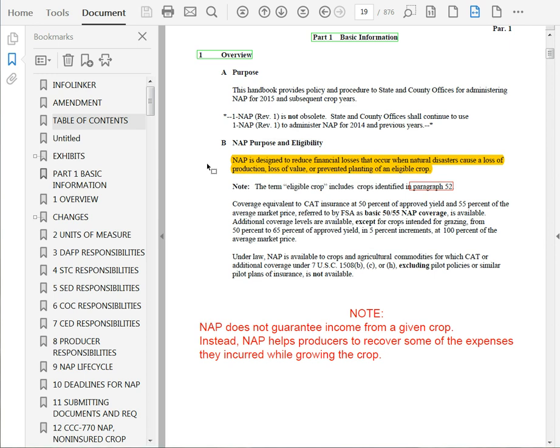Crop insurance is a product offered to producers through the Risk Management Agency, RMA, on specific insurable crops. But when you're talking to a producer, it's sometimes helpful to refer to the program as a sort of insurance for their crops. One very important distinction, however, is that NAP is not meant to replace the lost income that a producer would have gotten for the crop. Instead, NAP helps a producer to recover some of the expenses they incurred while growing the crop. Again, NAP does not guarantee revenues, it helps to recover expenses.